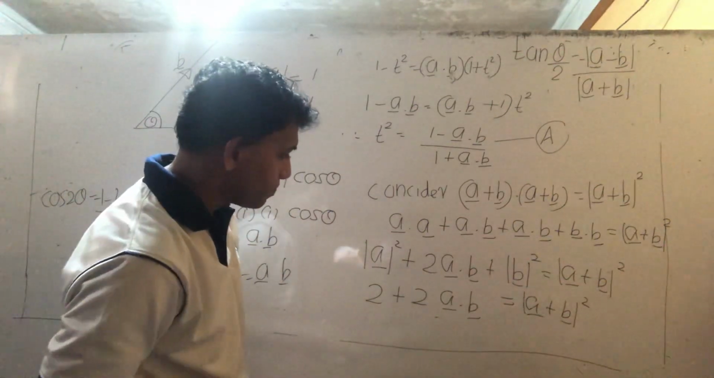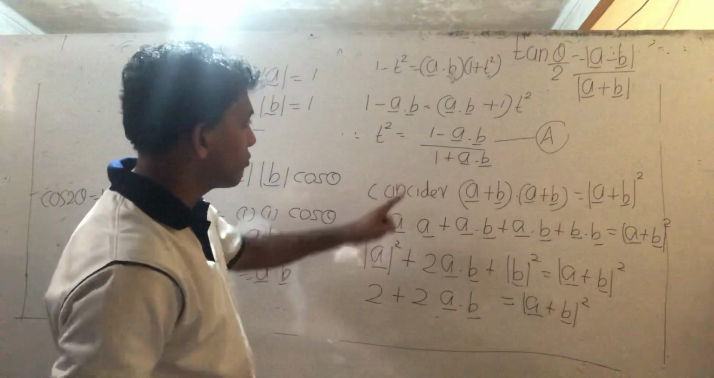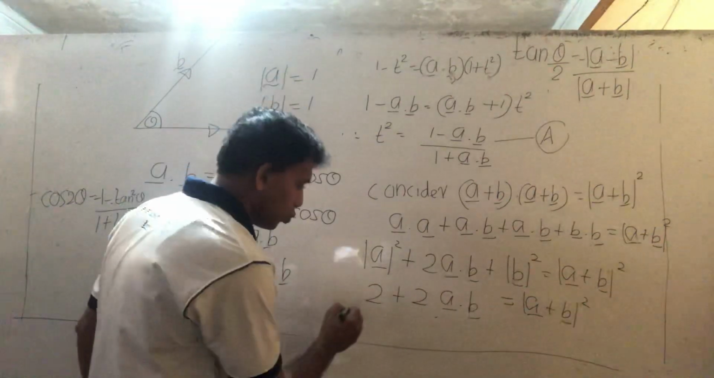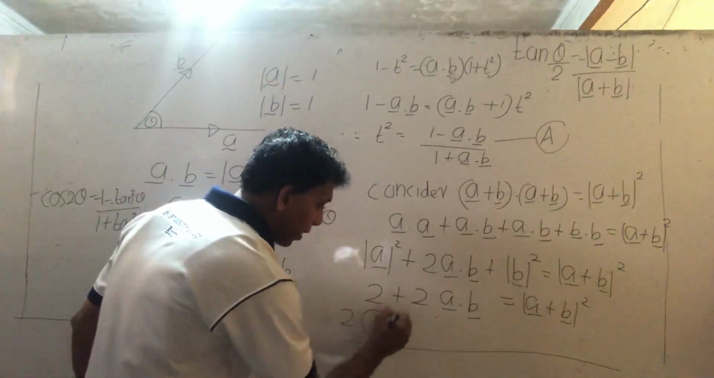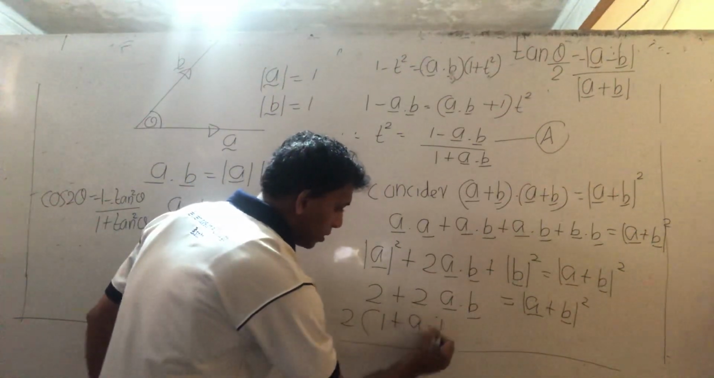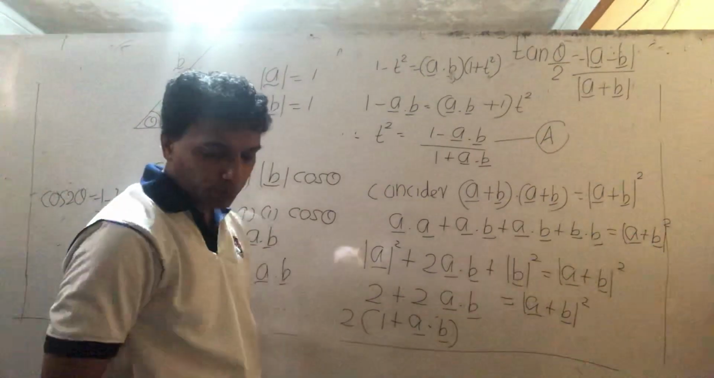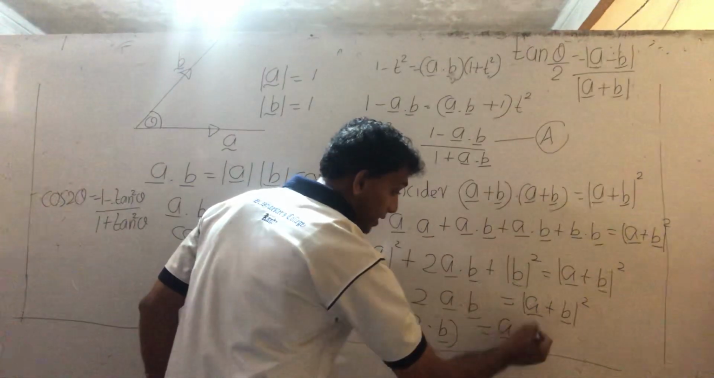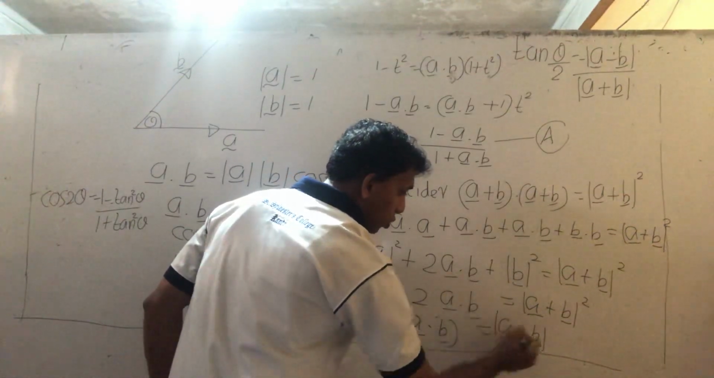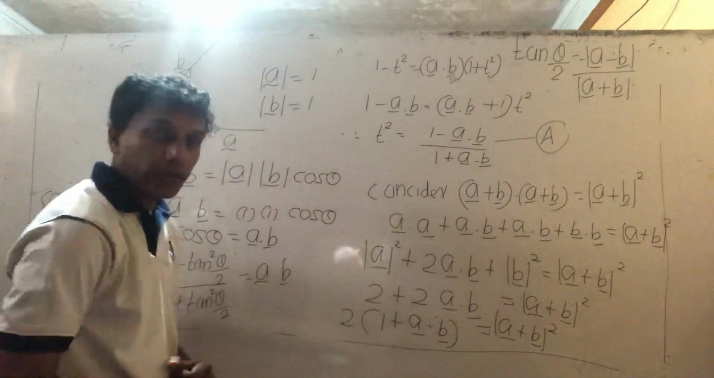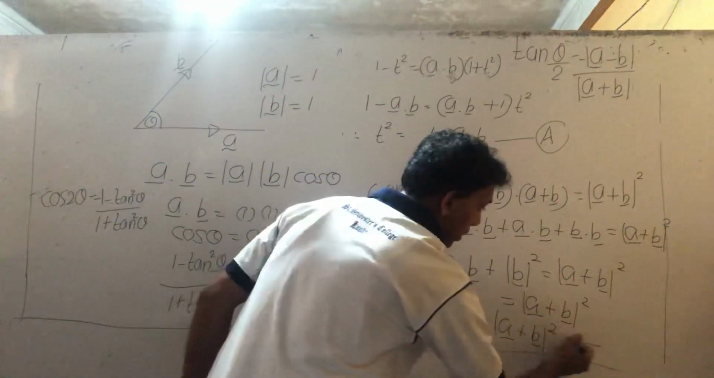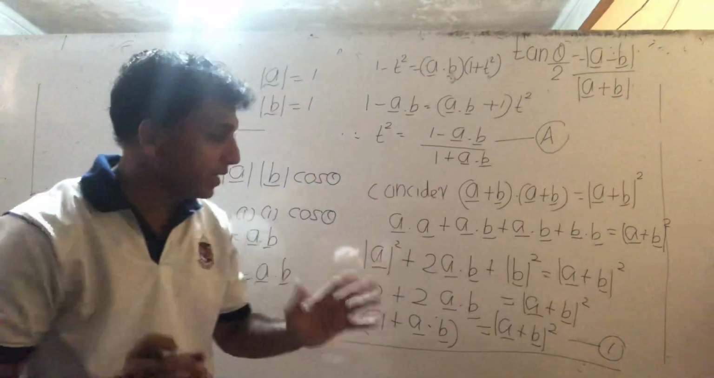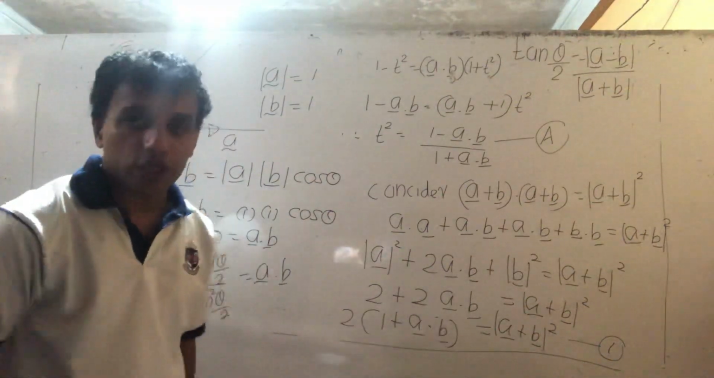So now we have the answer for the a·b idea also. Can I take the 2 out? I take the 2 out. It becomes 2 times (1 plus a·b) equals |a + b|². Okay, this I call my first equation, equation number 1. The idea, I took a plus b separately. So that is the first equation.